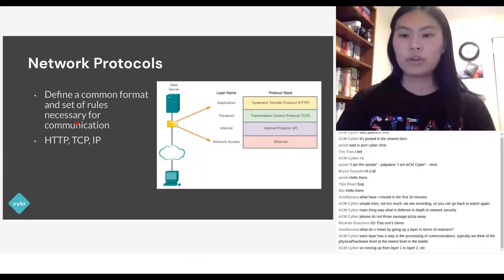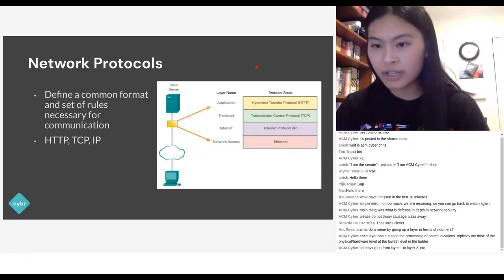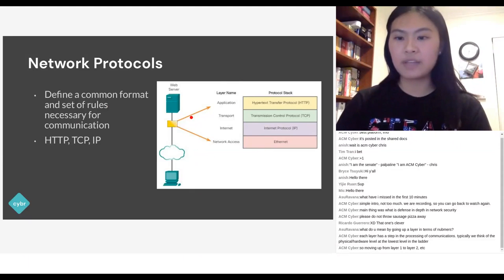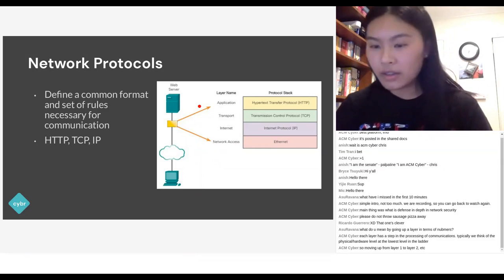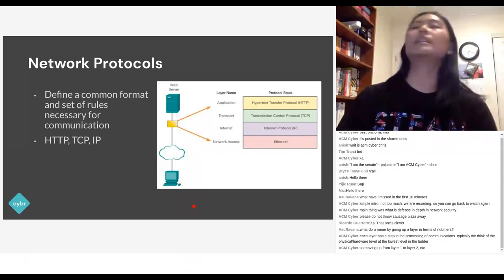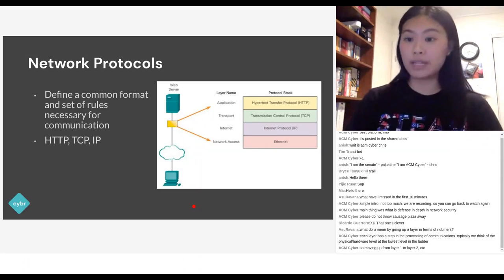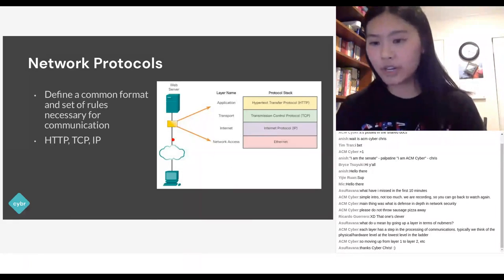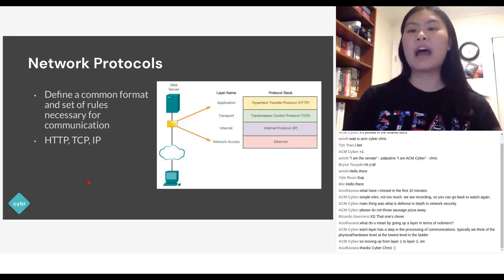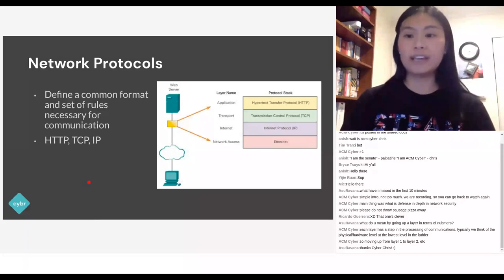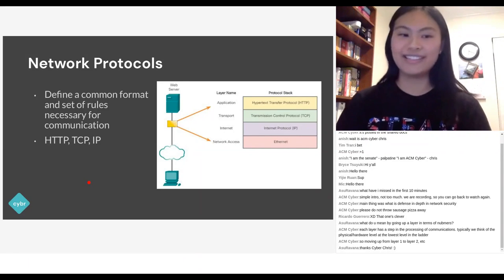So for network protocols, in this picture, you see this is the TCP/IP suite of protocols. The TCP/IP suite is an open standard, so it means that any vendor can actually implement these protocols. Over here you see HTTP, which stands for Hypertext Transfer Protocol, and it's an application protocol. Remember, application in the OSI model would be layer 7. So it's the higher level protocol.